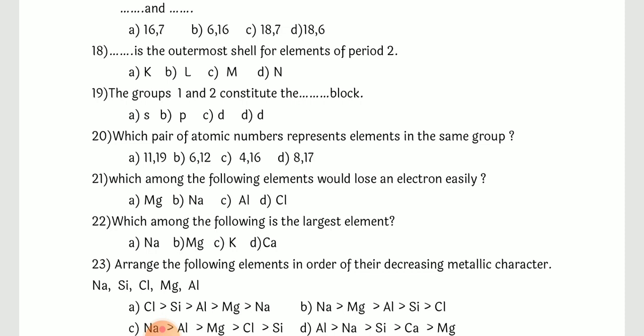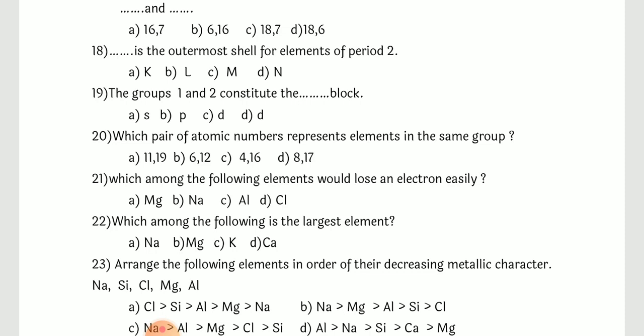Which among the following is the largest element? Sodium is the largest, or potassium is the largest, or magnesium or calcium? In that period, which one is the last one? The last one is the largest. You can see here in your group. Okay, sodium is there, potassium is there, magnesium is there, calcium is there. Which one is the largest?